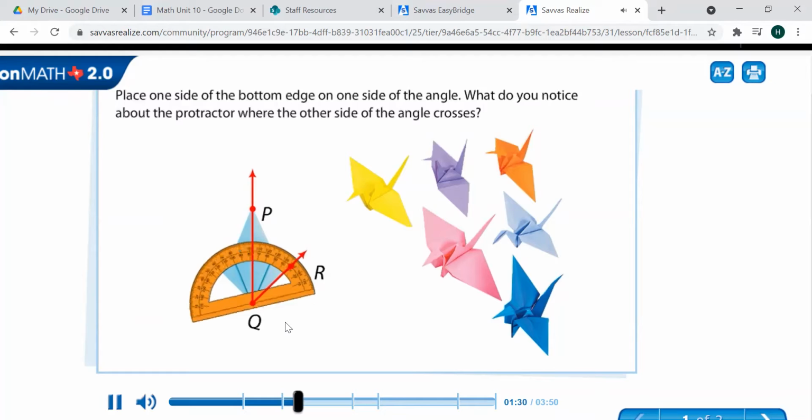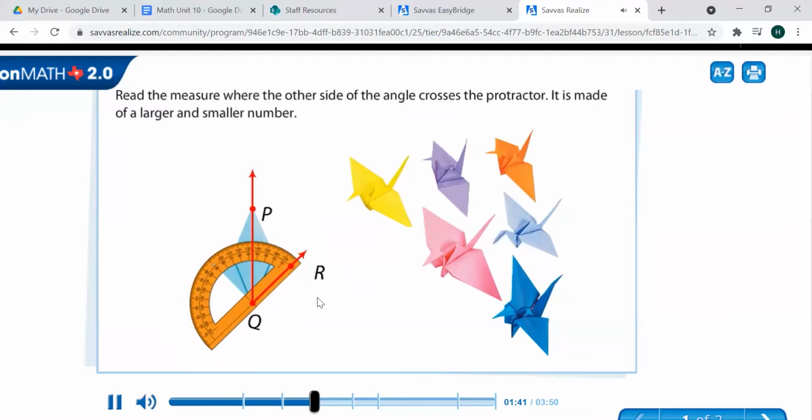Place one side of the bottom edge on one side of the angle. What do you notice about the protractor where the other side of the angle crosses? Okay, and this one here, again, it is not on the edge of the protractor. There is a line or lines here to indicate where 0 starts on the protractor. So you have to put the vertex in that hole and then make sure your line is on 0.